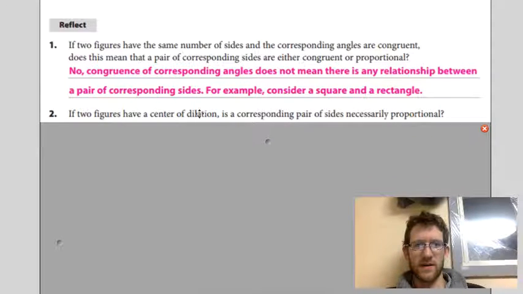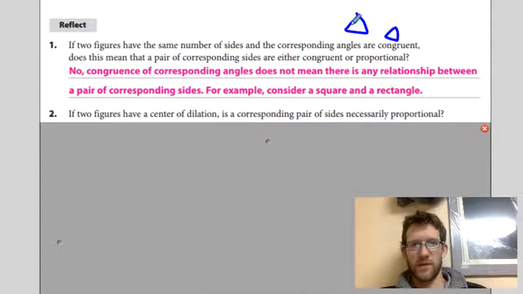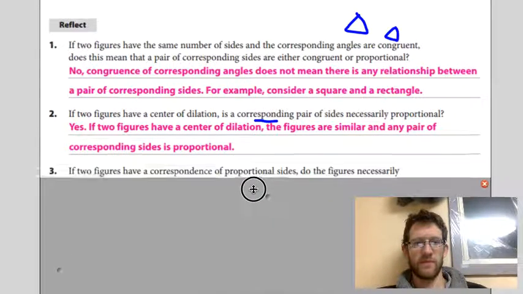If two figures have a center of dilation, is a corresponding pair of sides necessarily proportional? So this one means if they have a center of dilation, so here's my little triangle things. So these come in to a center of dilation. That means that they are similar. Therefore, their corresponding pairs of sides, yes, will be proportional. They'll have that same ratio between them.